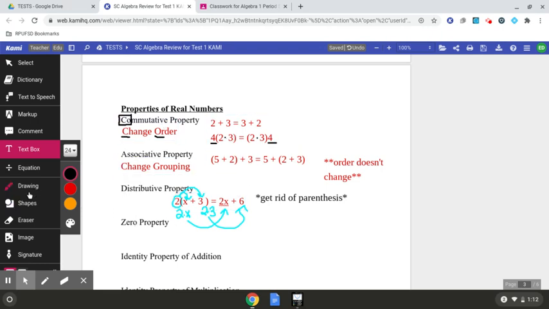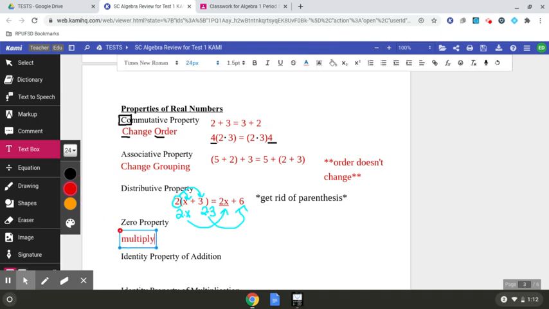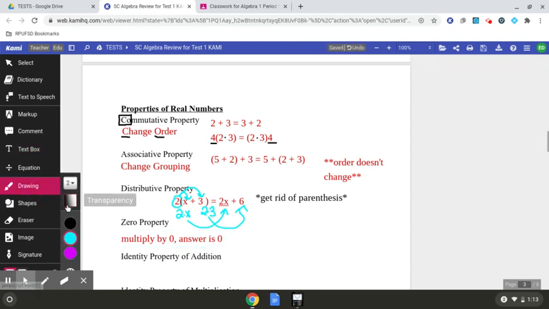So the 0 property, actually, this is a property that you all know. I'm not positive it was in your note packet, but it is a property that you guys have talked about. And all it says is that when you multiply by 0, your answer is 0. So this is that rule that anything times 0 is 0. So if I have 234 times 0, the answer is just 0. Anything times 0 is 0.